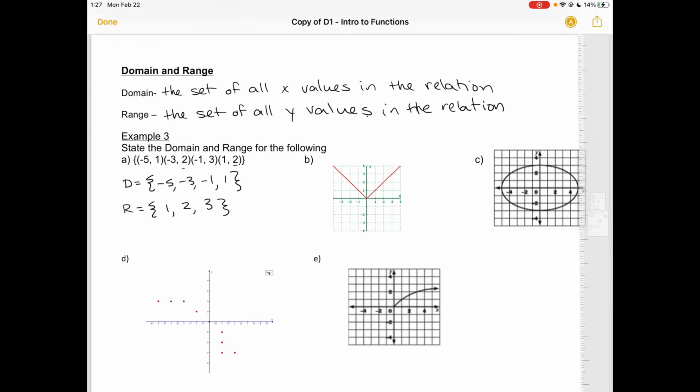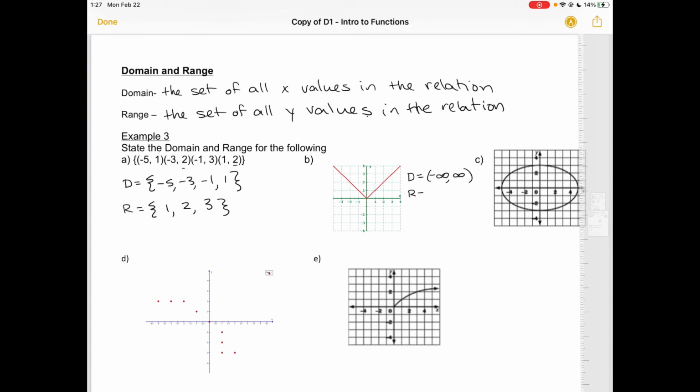If we move on to B, now I've got a function. And what I want to do, rather than listing all my points, is represent all the values of x just as a range. So what I'm going to do is use interval notation, and I'm going to notice that I can substitute in any possible value for x.